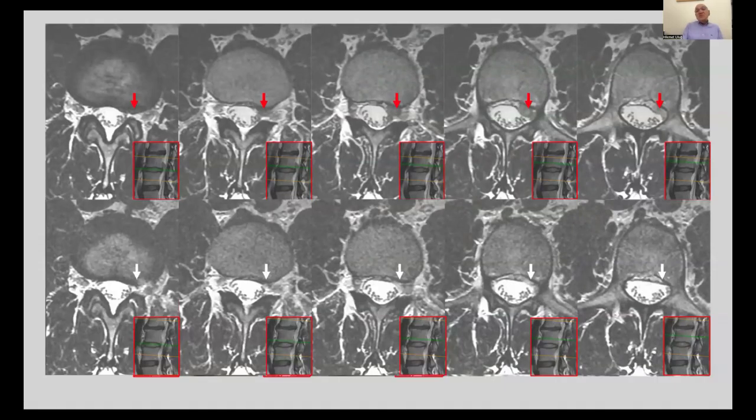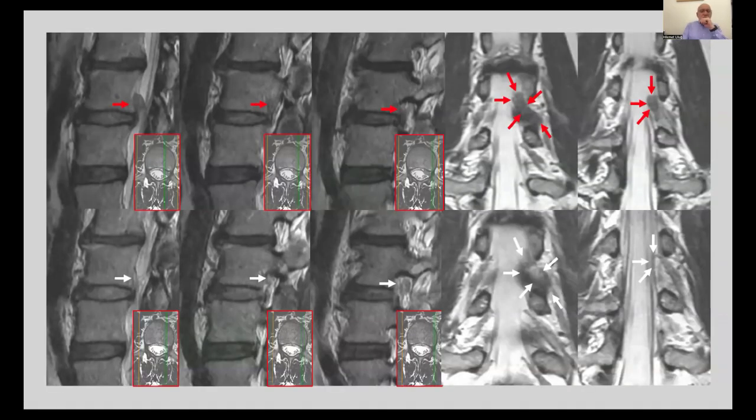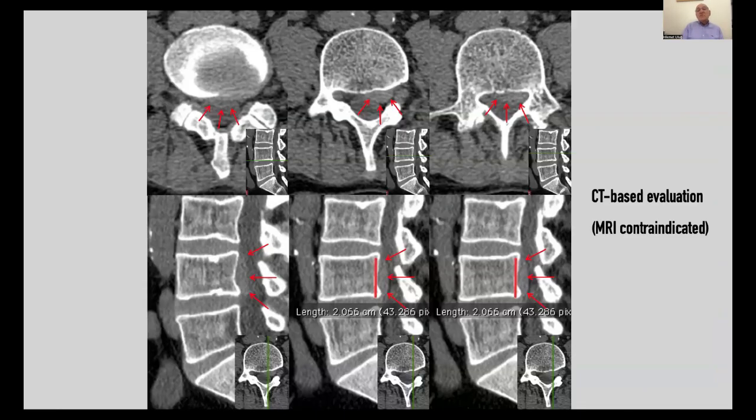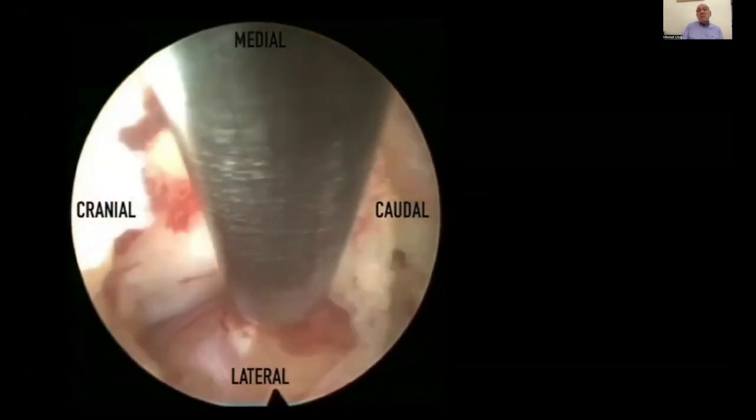Postoperative axial sections, and postoperative sagittal and coronal sections, we can see complete removal. Another example, L4-5 upmigrated disc herniation, MRI contraindicated for this patient.